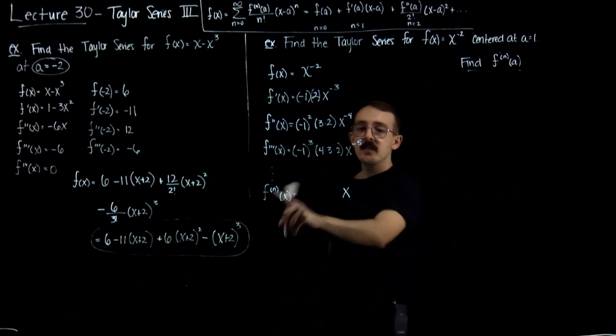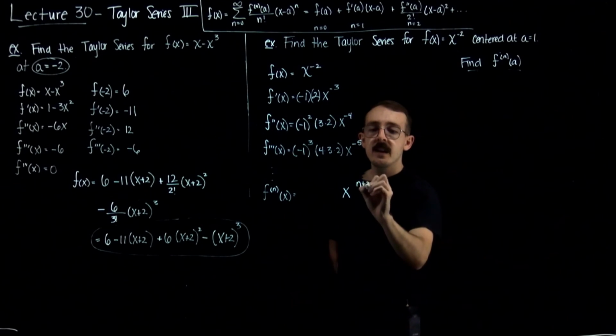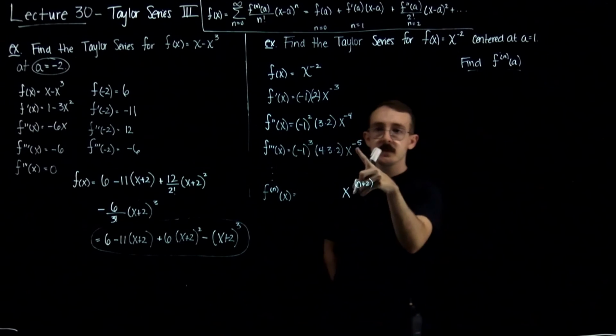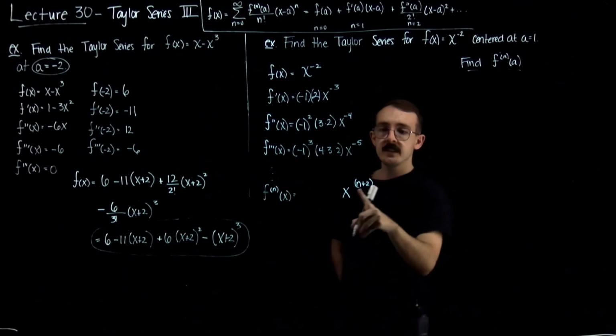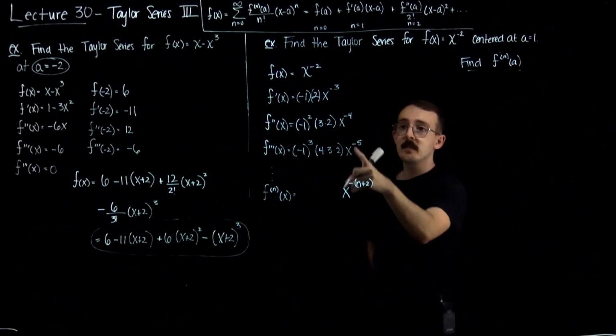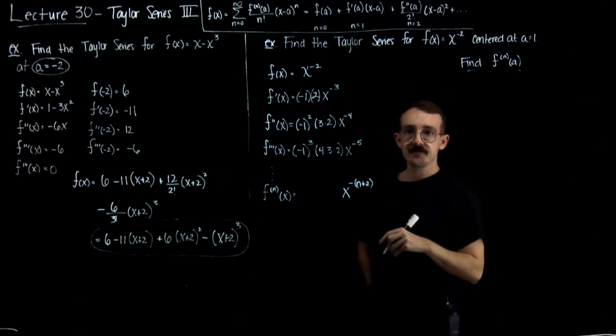So nth derivative means that this number should be n plus 2, right? If this is 3, this one's 5. If this is n, this is n plus 2. And what do I need to tack onto that? Just a negative sign in front, because all of them have a negative sign in front.